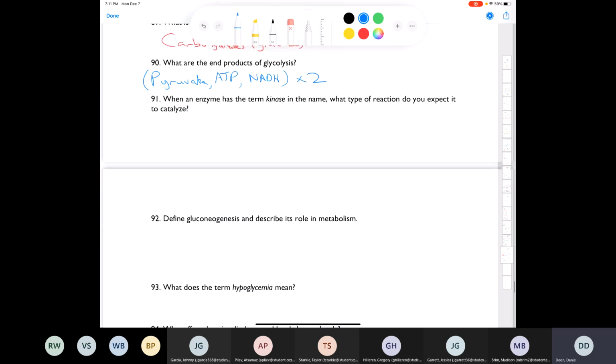When an enzyme has the term kinase in the name, what type of reaction do you expect it to catalyze? And the answer would be a transfer of a phosphate group, right? We looked at kinases and we said the name kinase isn't intuitive, but that's what kinases do.